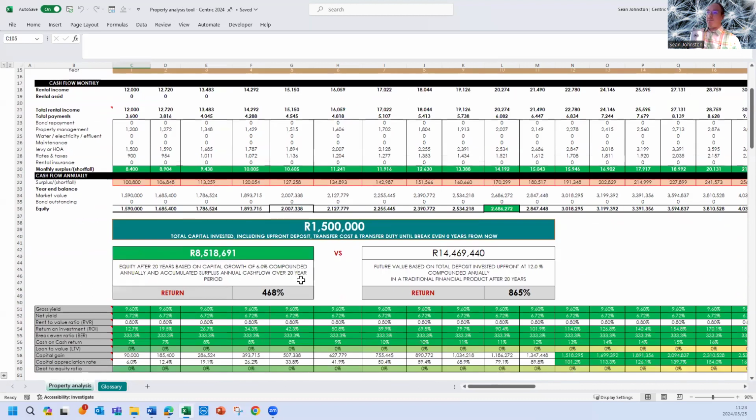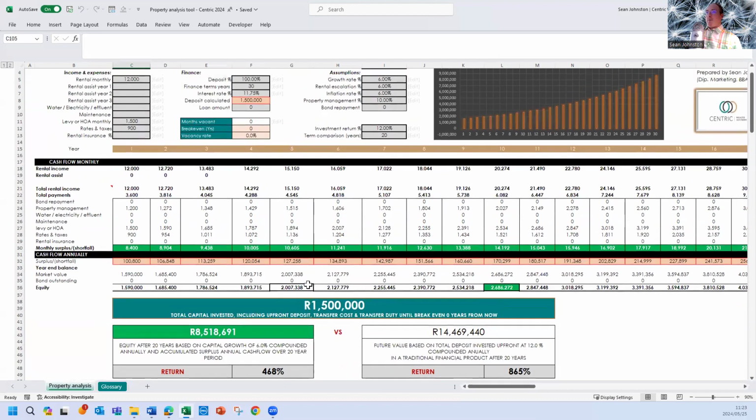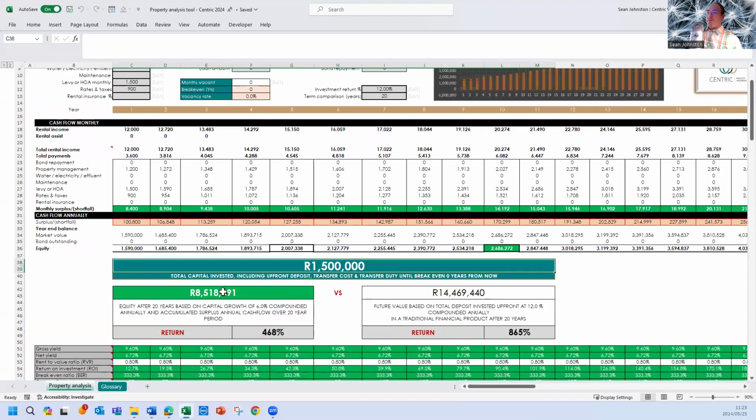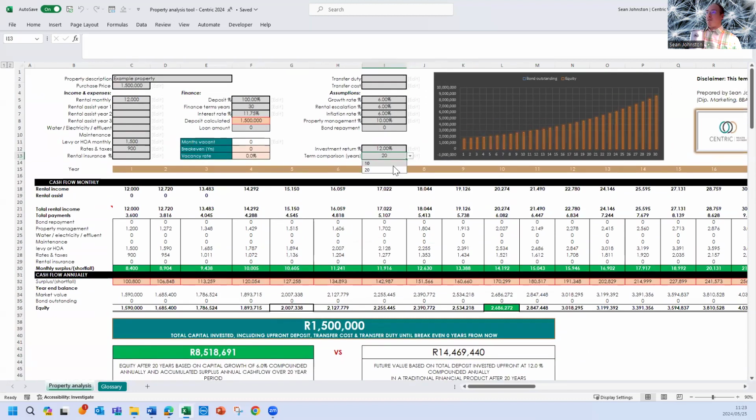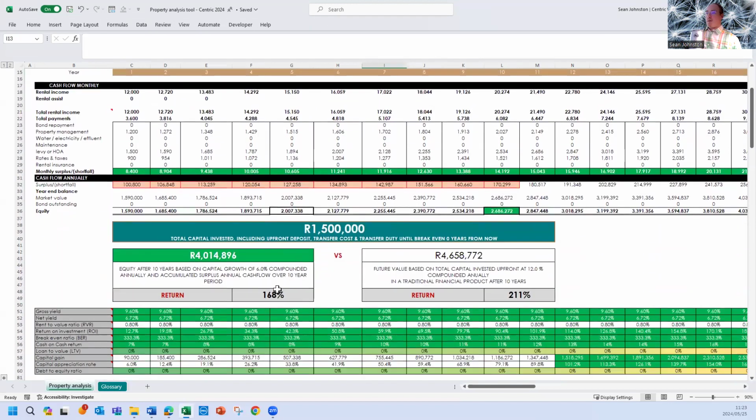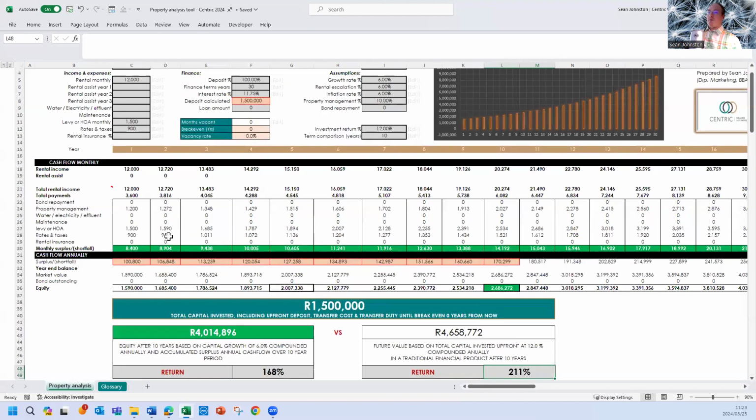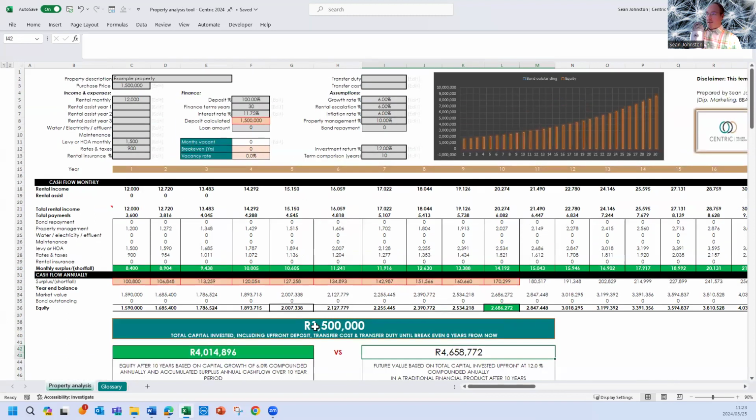Now, bearing in mind, as I've shown you before, we need to look at the investment return of 1.5 million going into your property versus an investment. Let's put it over 10 years. It's 168 versus 211 because you're taking the market growth at 6% plus the accumulated cash flow. So it's 1.3 plus 2.686 to get you 4 million versus taking 1.5, investing it over 10 years, compounding at 12%.